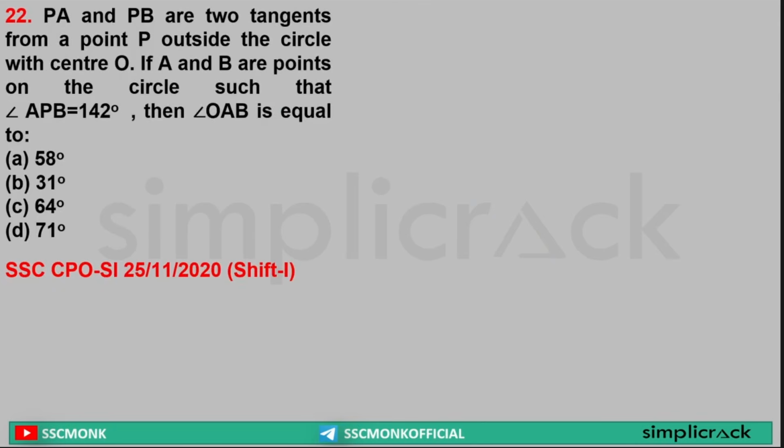Next. PA, PB are two tangents from a point P outside the circle with center O. A, B are two points on the circle such that angle APB is 142 degrees. What is angle OAB? See, this is a circle. Two tangents.